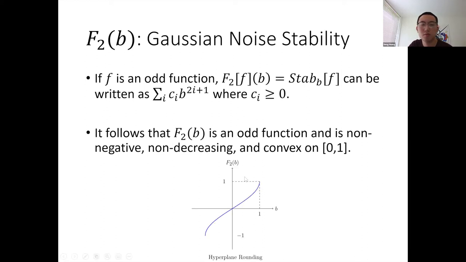We have computed the f2 of hyperplane rounding earlier, and you can see this matches all these descriptions. So the f2 for the hyperplane rounding is actually an increasing function, it's convex on 0, 1, it's non-negative on 0, 1, and it's concave on minus 1, 0.